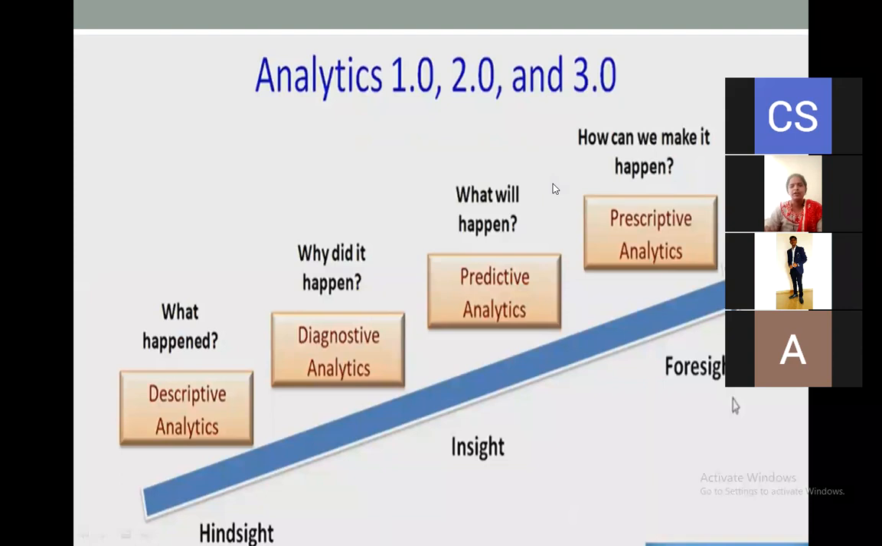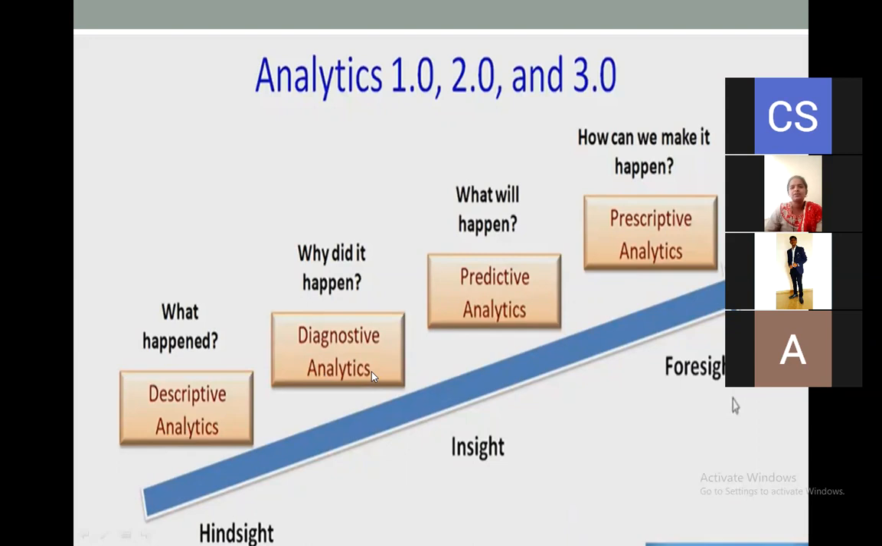Okay, now moving to the next part. Analytics can be classified in three ways: analytics 1.0, 2.0, and 3.0. Basically that consists of descriptive analytics. Descriptive analytics is performed on the historical data, and by using that we find out what exactly happened.